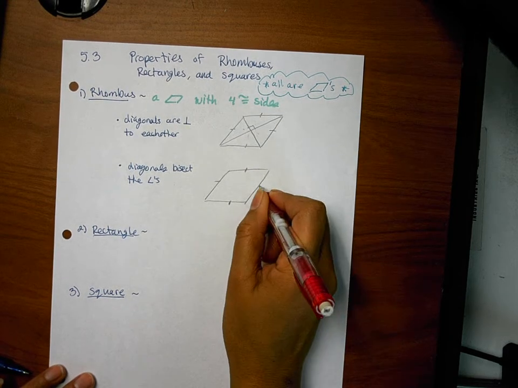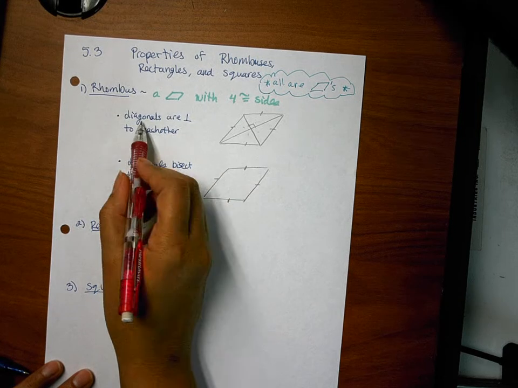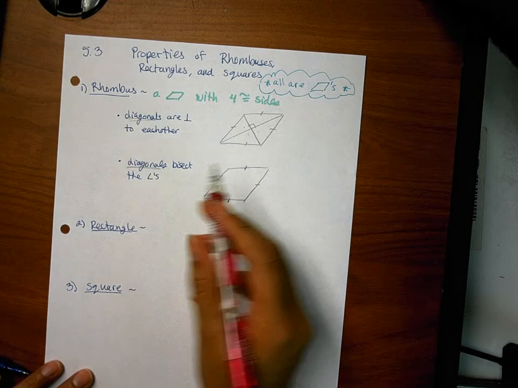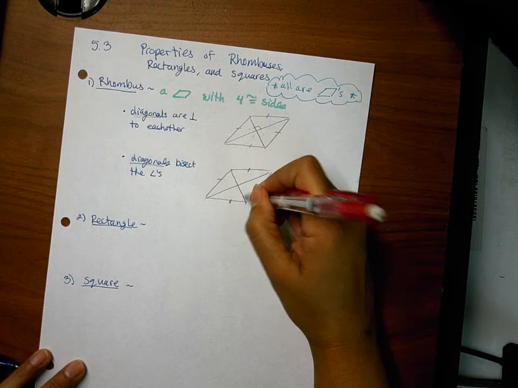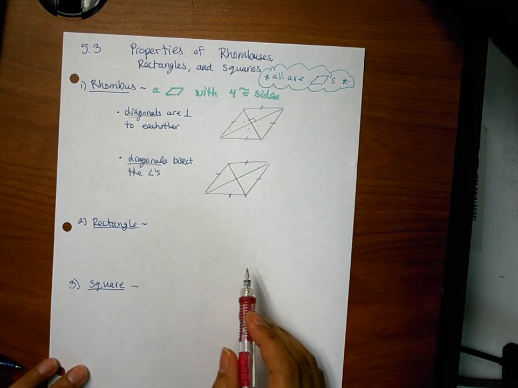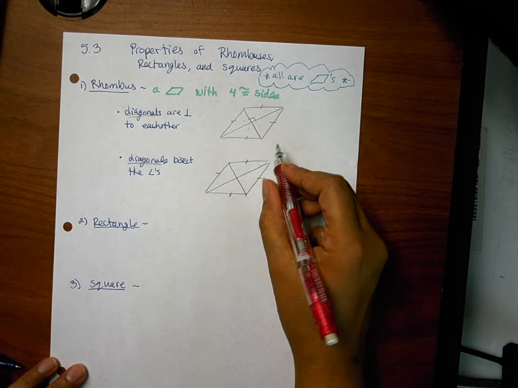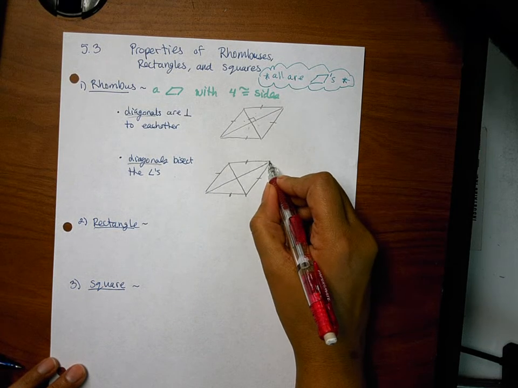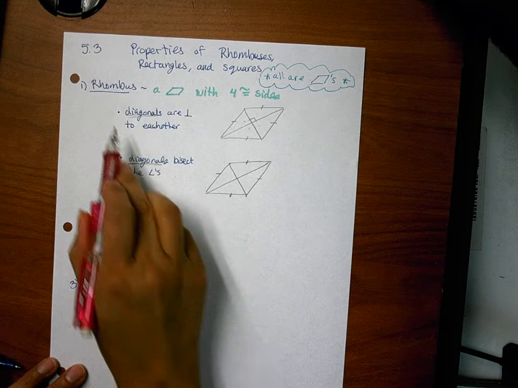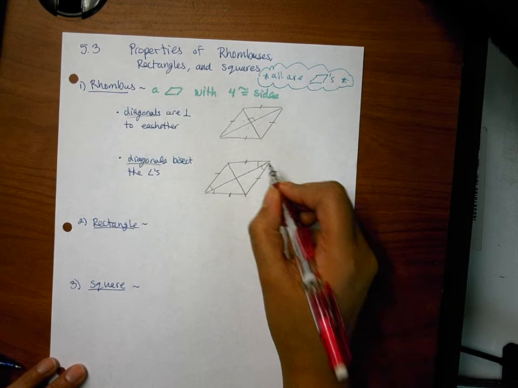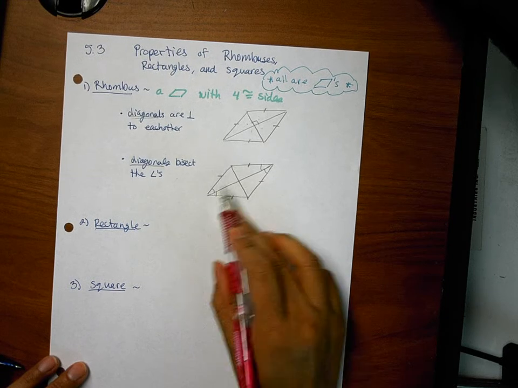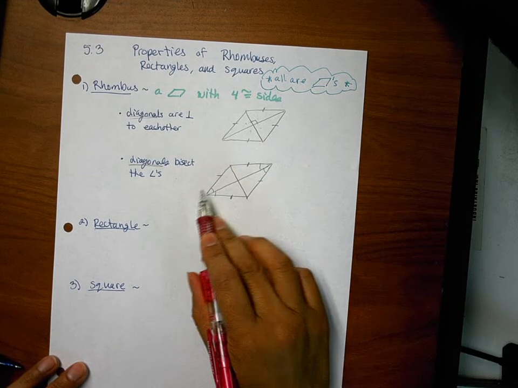So we're going to draw another rhombus with 4 congruent sides. And both of these properties here deal with their diagonals. So the first one was that the diagonals were perpendicular. This one is that diagonals bisect the angles. So this doesn't happen in all parallelograms, but only parallelograms that are a rhombus. So this angle is congruent and that angle is congruent.